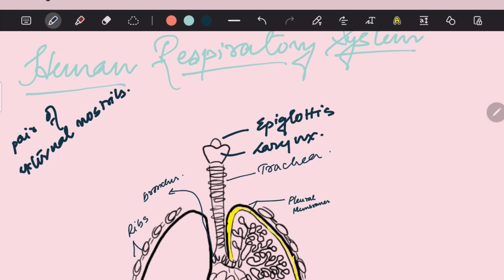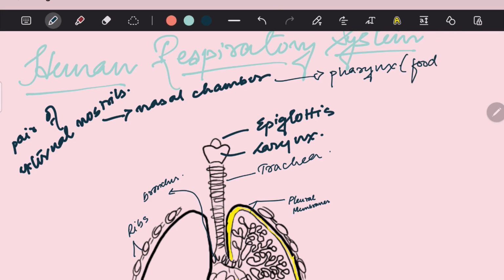This leads to a nasal chamber. The nasal chamber opens into something called the pharynx. Pharynx is a portion which is common for the passage of both food and air. The pharynx opens into the trachea, but while opening to the trachea, it passes through a sound box called the larynx. The larynx is made up of cartilages and hence is known as a cartilaginous box, called the sound box.